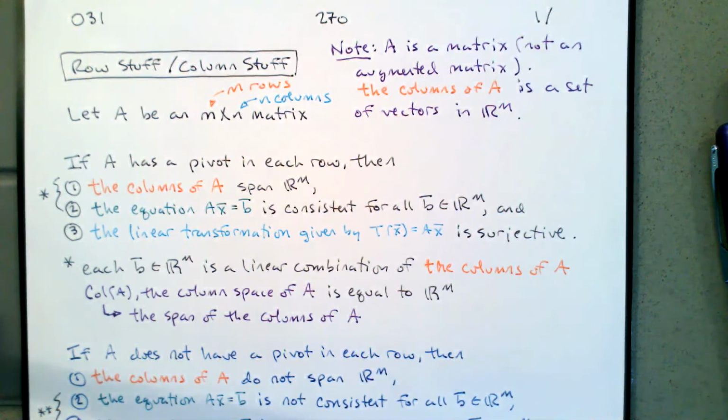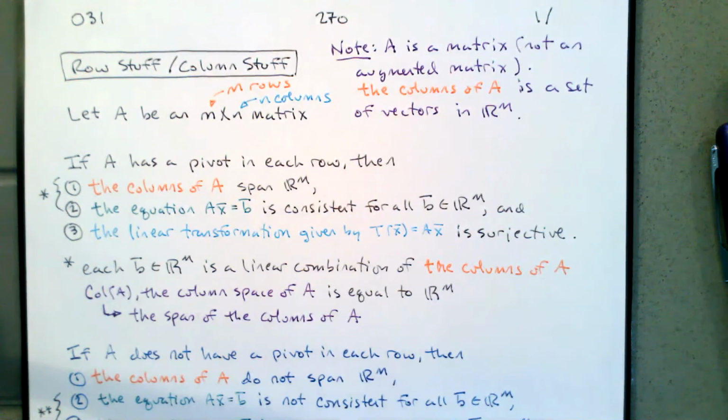We could talk about a set of vectors associated with the matrix, usually in the form of the columns of A. I could talk about a matrix equation that's associated with the matrix, the equation AX equals B. And I can talk about the linear transformation defined by multiplication by this matrix, the linear transformation where T of X is A times X. So looking at where the pivots are in the matrix will tell us something about each of these items: the columns of A, the equation AX equals B, and the linear transformation T of X equals A times X.